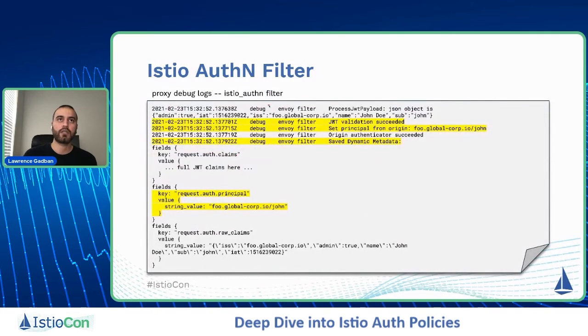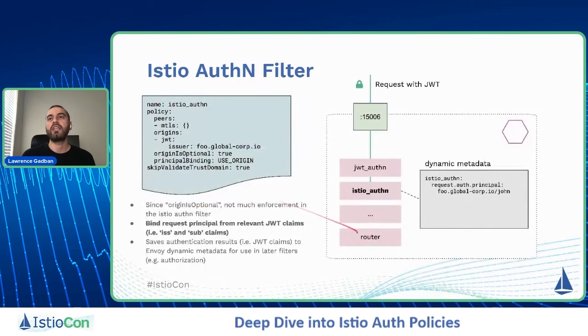So let's take another look at the logs of the sidecar or the proxy that's handling the request authentication. We're processing this JWT payload. You'll see that we're setting the principal based off of the origin. So there's the John. We have foo globalcorp.io/John, and this is the origin principal that we will then save for later use. This is the issuer and the subject, and this is saved again in dynamic metadata, like we talked about before.